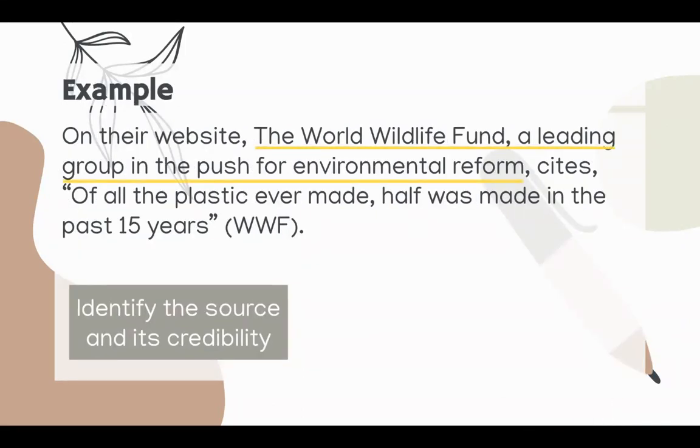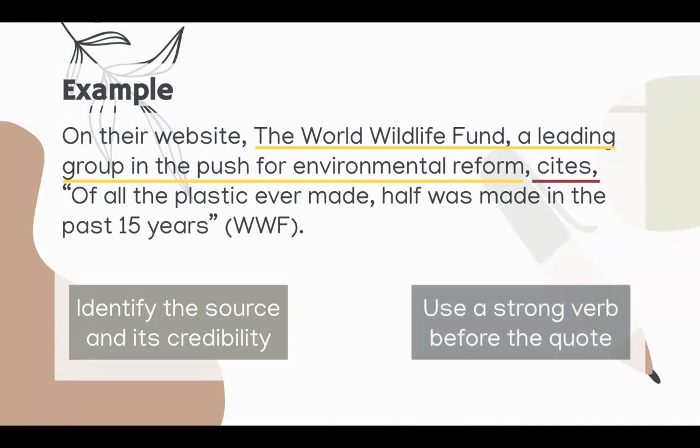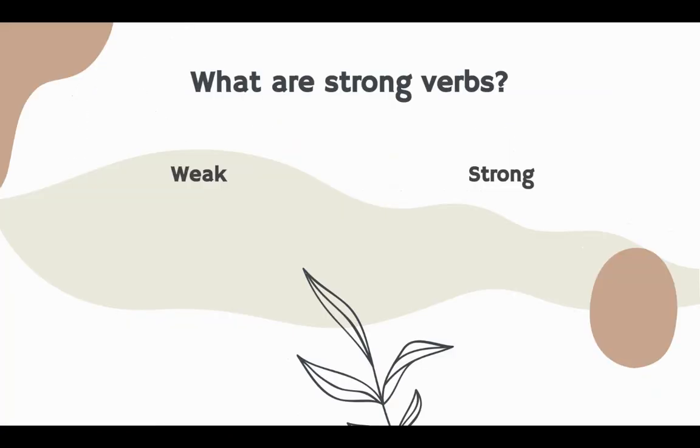So we've looked at how to include the source and its credibility. The next piece that we're going to talk about is in red: using a strong verb before the quote. So what are strong verbs? Well, here are some examples of weak ones. Says, writes, states. Not that they're bad, but they're not the most insightful or specific words we could use to set up our quote. Some strong words could be asserts, infers, declares, posits, claims.